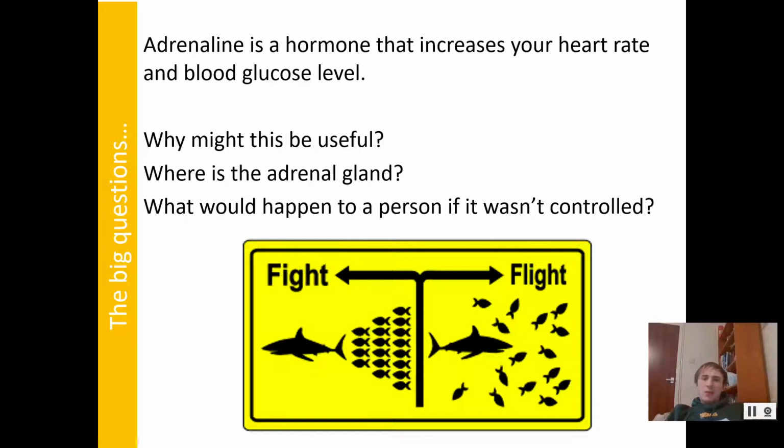Now, adrenaline is a hormone that's going to increase your heart rate and how much blood glucose there is in you. Now, glucose is sugar, okay? And I want you to think about, from what we did in year 8 and 9, why might it be useful to have an increased heart rate and an increased amount of glucose in your blood?